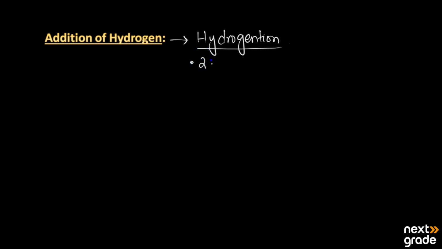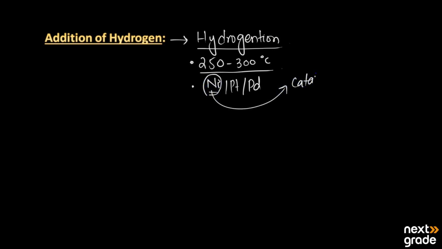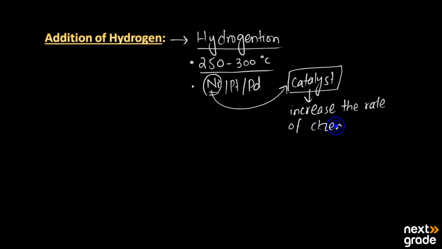That condition is the temperature, which ranges from 250 to 300 degrees Celsius, and a catalyst is present, which is nickel. In the presence of nickel, platinum or palladium; basically we use nickel because it is economical. So you must know what is meant by a catalyst. A catalyst is a substance that is used to increase the rate of chemical reaction.